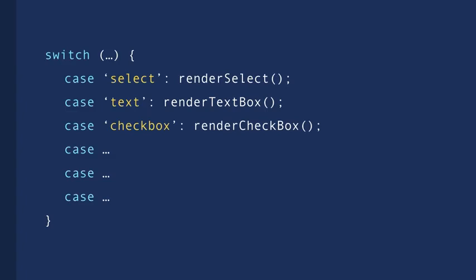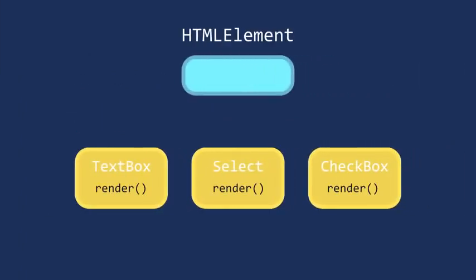But with object orientation, we can implement a render method in each of these objects, and the render method will behave differently depending on the type of the object we are referencing. So we can get rid of this nasty switch and case and use one line of code like this. You will see that later in the course.